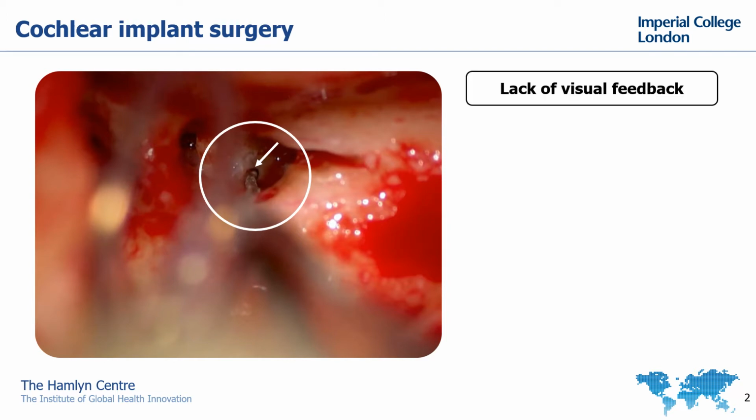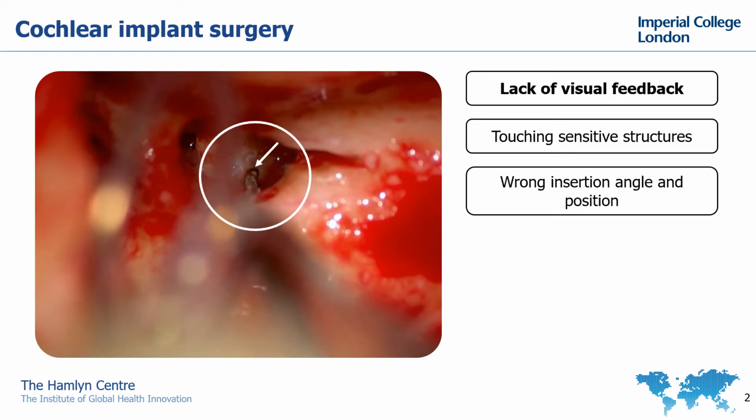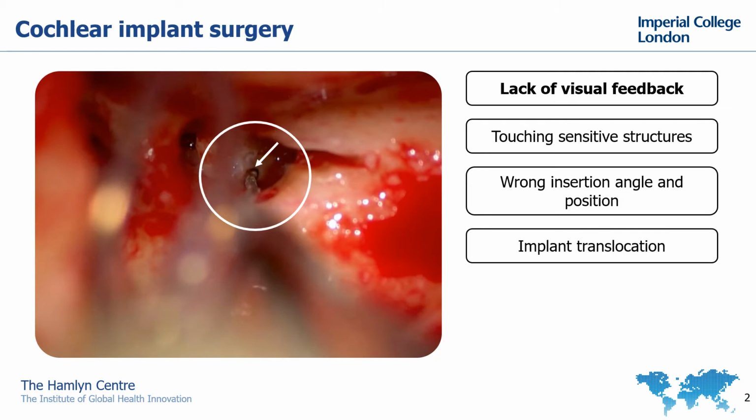One of the big problems of the implantation is that the surgeon cannot see further than the insertion point. This lack of visual feedback in a highly sensitive anatomical structure like the cochlea leads to problems such as touching sensitive structures, misjudging insertion angles, or positioning the electrode array at the wrong place, even translocating the implant into a neighboring chamber.